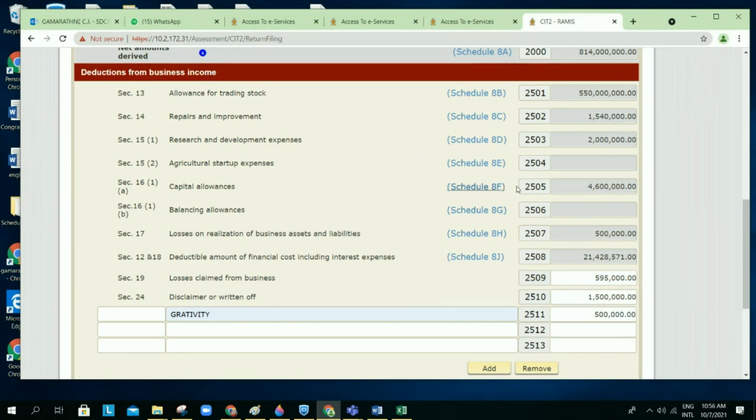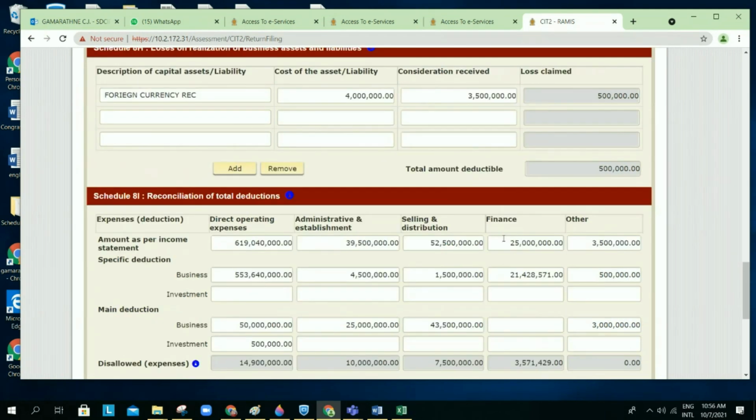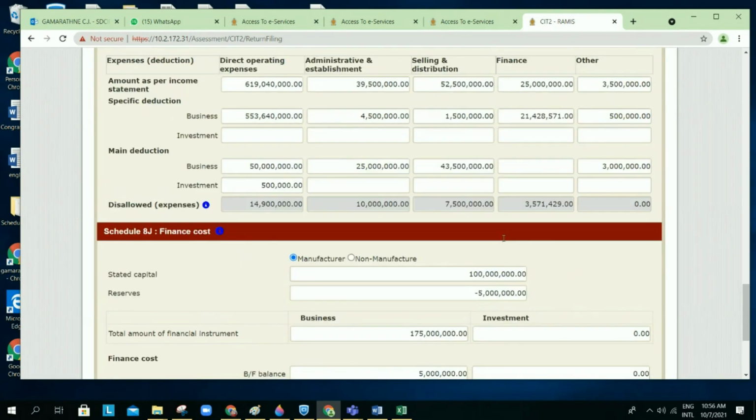Right, Schedule 8 mentions 4.6 million as the capital allowances. We complete this. There was no detail for the balance allowance. Then we move into the loss on realization of business assets and liabilities, Schedule 8H.